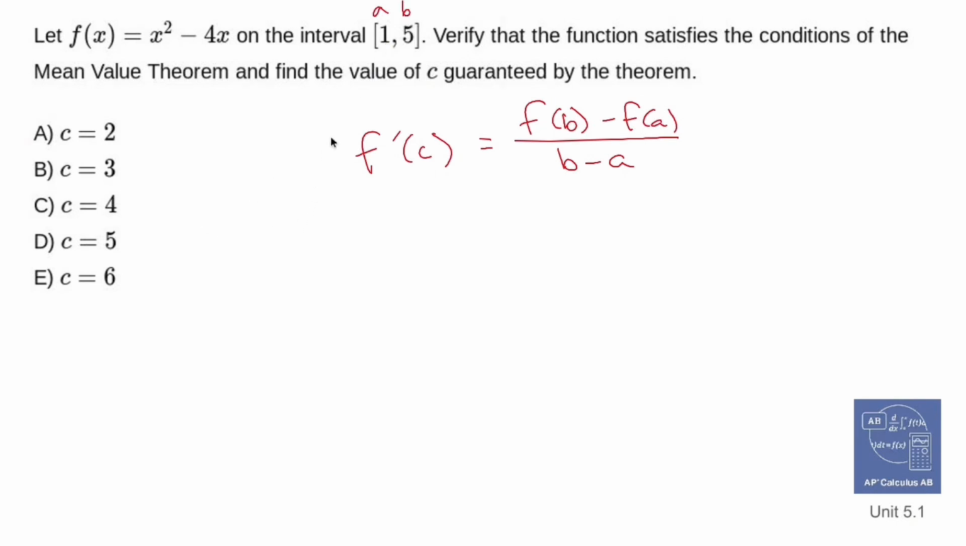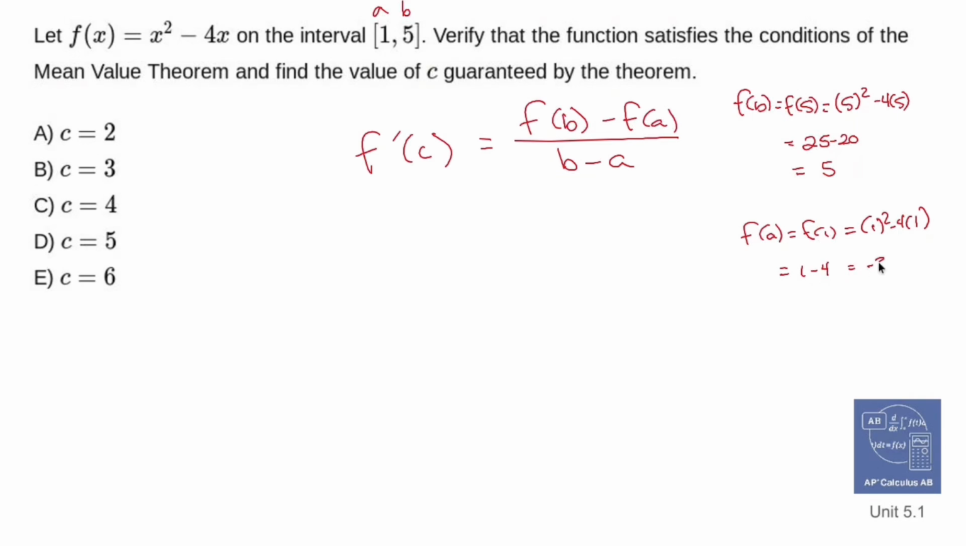So if I were to do this, f of b would be f of 5, which means I take 5 and plug that in, so that's going to be 5 squared minus 4 times 5, which is 25 minus 20, which is 5. f of a is going to be f of 1, which is 1 squared minus 4 times 1, which is 1 minus 4, which is negative 3.